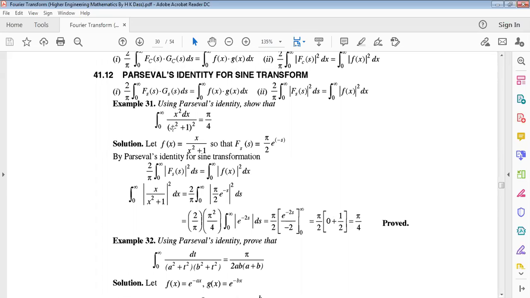Just x divided by x square plus 1. How many x square plus 1 here? 2 times. How many x here? 2 times. This is why we have taken f of x equals x divided by x square plus 1. Remember it.